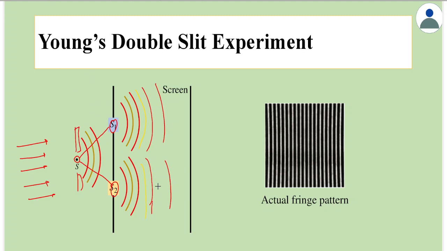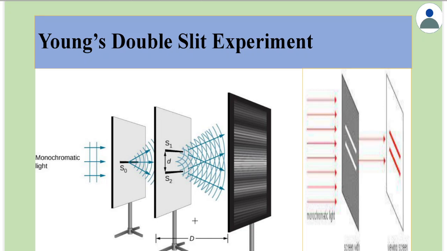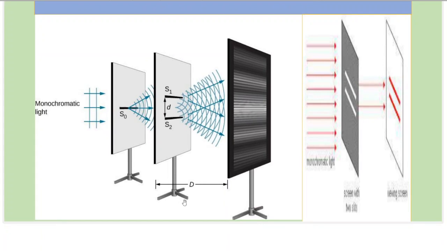Far away we have a screen. On the screen a pattern is formed called alternate dark and bright bands, as seen here. We'll look at a few more diagrams to understand this. There's one example diagram shown here where we have a monochromatic source of light. It falls on a small opening, a slit, from which spherical wavefronts are obtained.